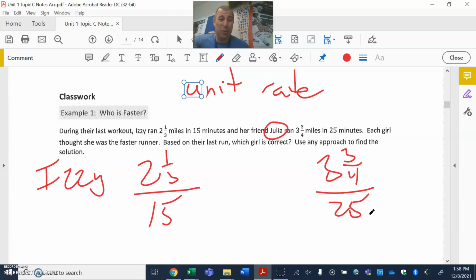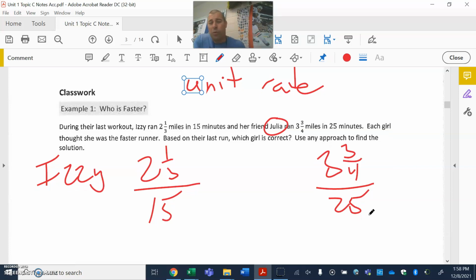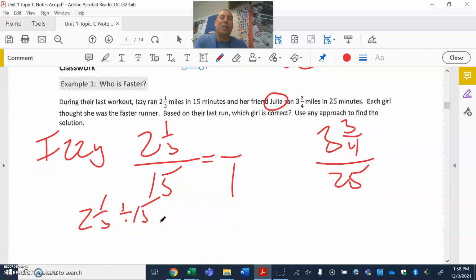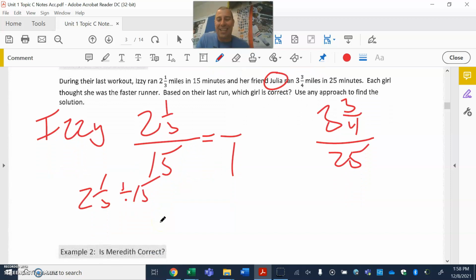Use whichever approach you want. The least common multiple method is nice in some situations, but I'm not a huge fan of it here. What we're really doing to figure out how much it is for one is dividing by 15. So I'm doing 2 1/3 divided by 15, using my knowledge of dividing with mixed numbers. Let's go improper first. 3 times 2 is 6, plus 1 is 7, so 7/3. Divided by, let's make the 15 into a fraction.